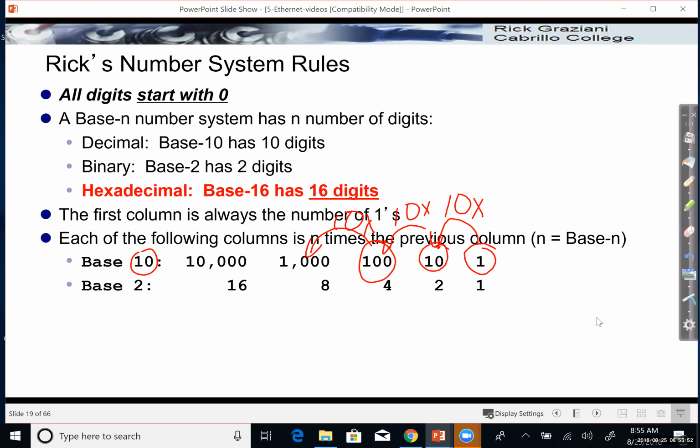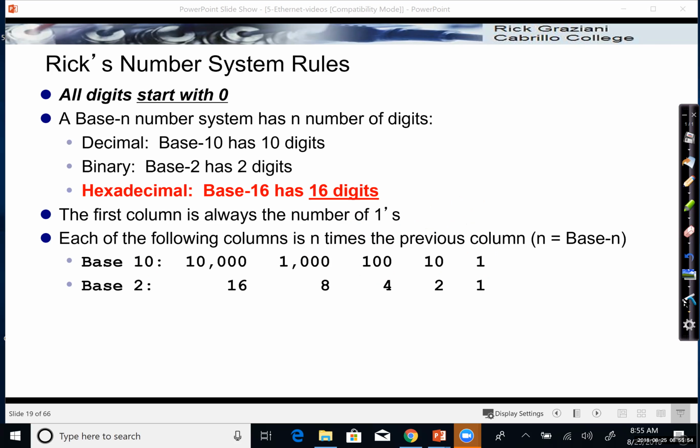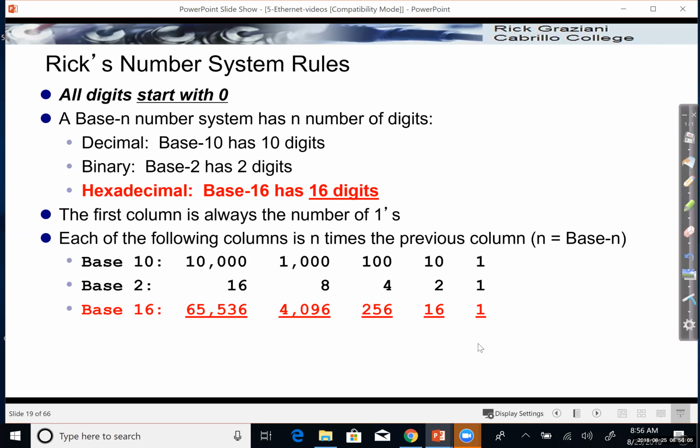Okay. So base 2, as we'll talk about in another video, is the first column of ones, and every column after that is 2 times the previous column. And in base 16, there's the column of ones, then 16 times 1 is 16, 16 times 16 is 256, etc. But don't worry, we really never have to go past that first column for what we need to do.